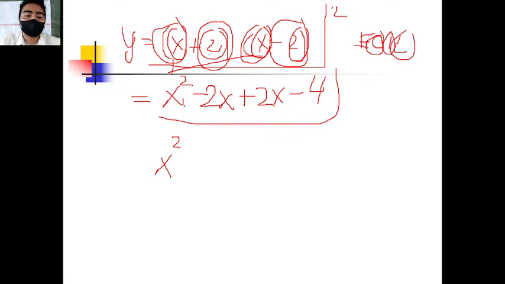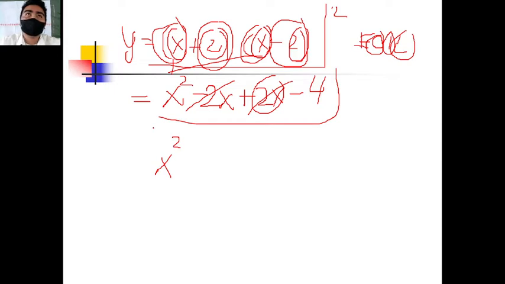So if you have negative 2x, when you add it with positive 2x, the answer would be 0. Okay, 0 or none. It will be cancelled out. Why? Maybe you're going to tell me why.